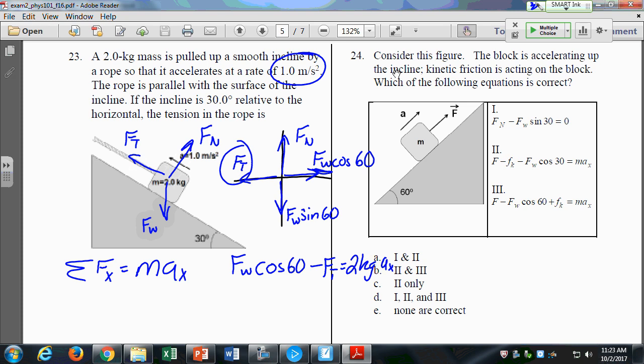I know all this other stuff. Fw is 20. Cosine of 60 is 1/2. Ft, I don't know. This is 2. The acceleration is 1. And so I can solve this for Ft. So Ft equals 10 minus 2 is equal to 8 newtons. And so the answer there is going to be 8 newtons.